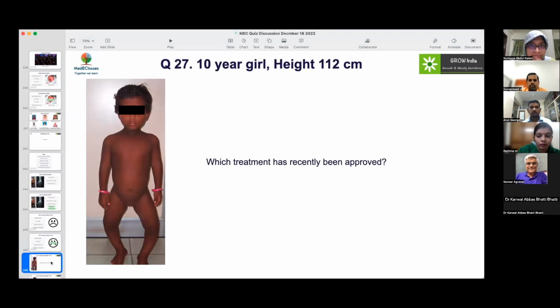This one, I think, may be an easy one. Which treatment has recently been approved? So the first one to go on this one is Dr. Aniket. Sir, the condition is again hypophosphatemic rickets. Hypophosphatemic rickets, okay.